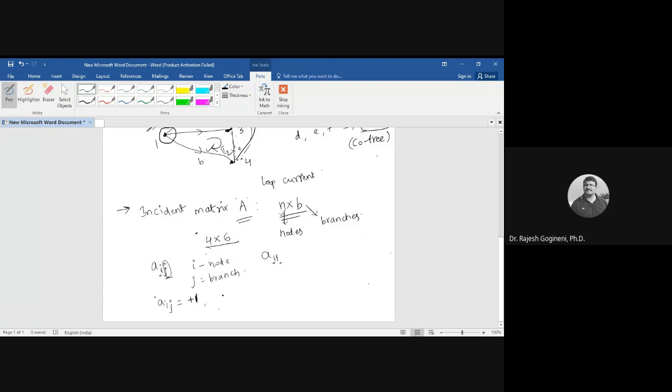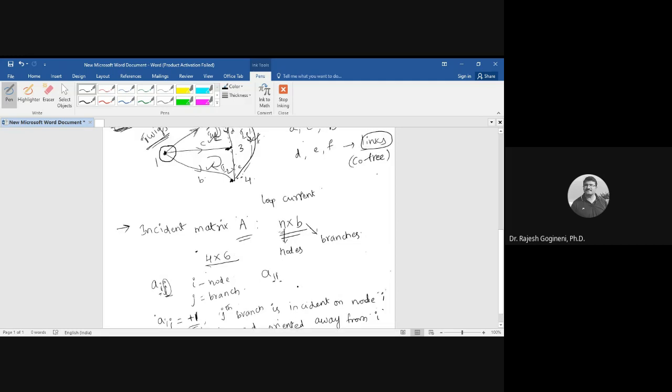So Aij equals 1 means we write the entry in the incident matrix as 1 if the jth branch is incident on node i, the ith node, and is oriented away from the ith node. Its orientation is moving away from node i, then we say the entry is 1. Suppose it is moving towards i, we write this as -1.